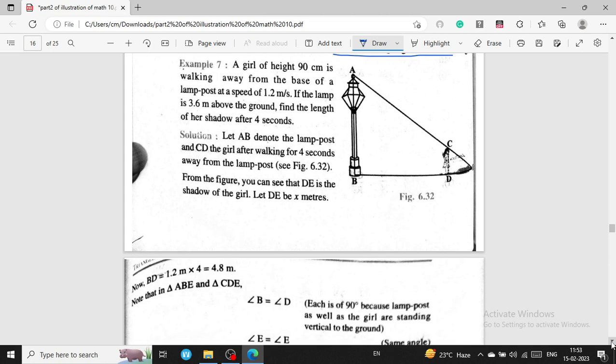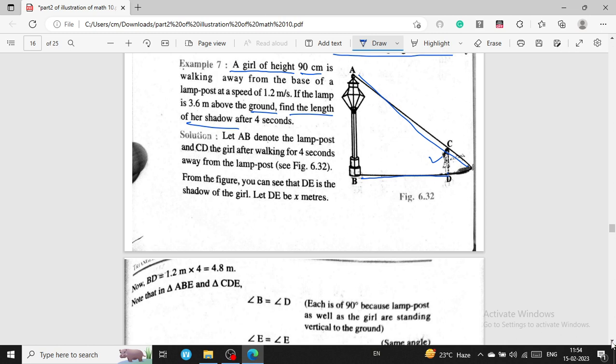In this example, we have given a girl of height 90 centimeter. This is a girl whose height is 90 centimeter. She is walking away from the base of a lamp post at a speed of 1.2 meter per second. If the lamp is 3.6 meter above the ground, find the length of her shadow. We have to find the length of the shadow after 4 seconds.